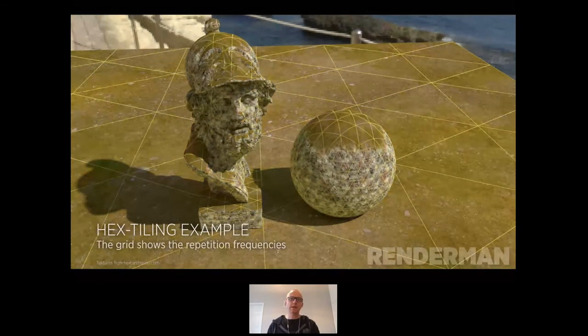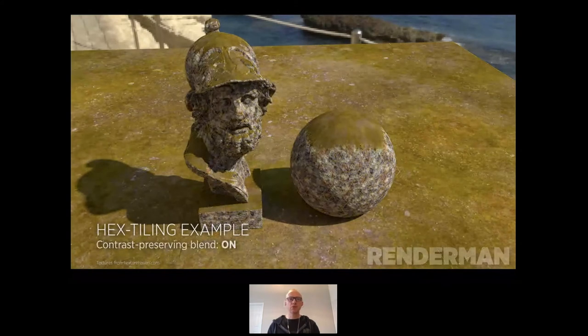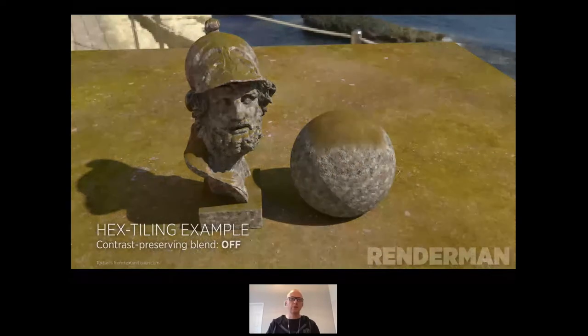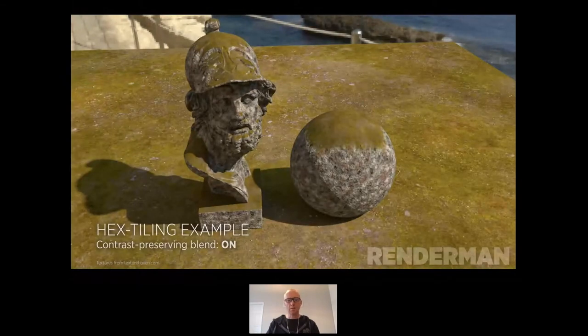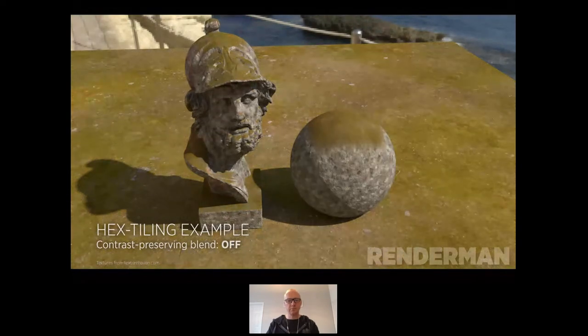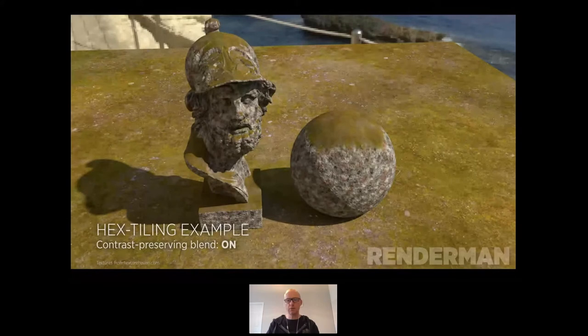Let's enable the grid, and we can see I tile the object at different frequencies to get something I like. This render shows the contrast preserving blend in action. The colors are not faded, and it is hard to tell where the blending areas are. Now I turn it off, the colors are more washed out in the blending areas. Let's look at it again. The contrast is on, it's off. So it's not quite as contrasty, and you lost a lot of nice detail.